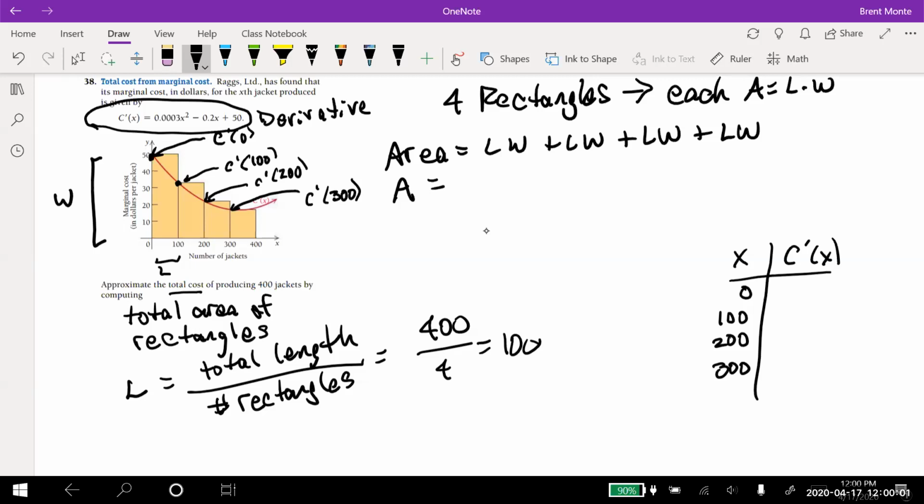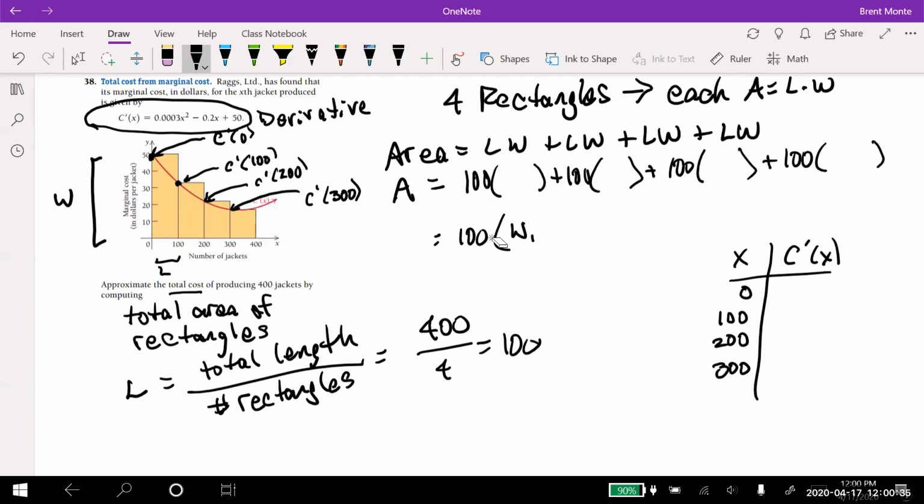All right, here's what I know so far. Remember, my lengths were all 100. So it's going to be 100 times whatever my width comes out as, plus 100 times whatever my next width comes out, and I have that 4 times. Since those lengths are always the same, you can factor that out and write it as 100, and then in parentheses, just put the 4 widths, the first width plus the second width plus the third width. You could do it that way if you wanted to.